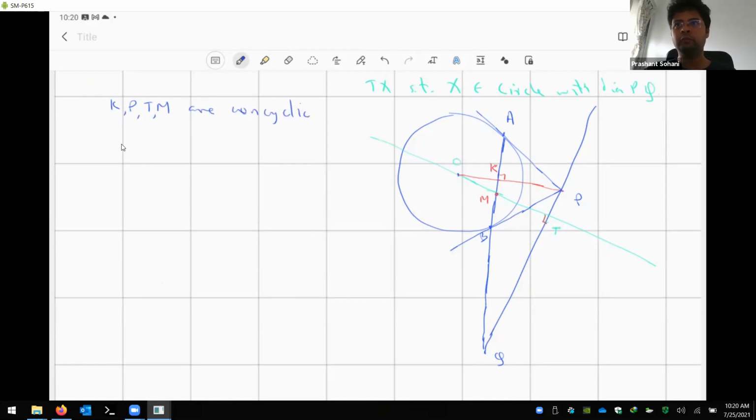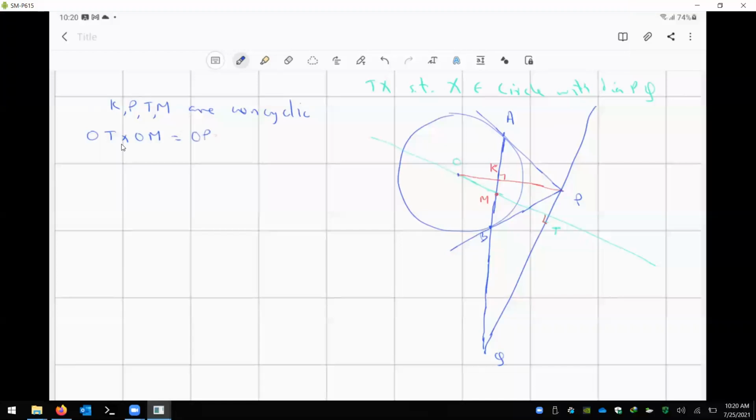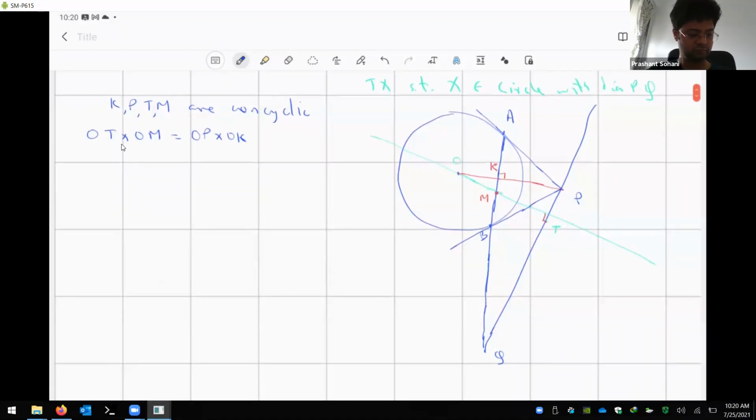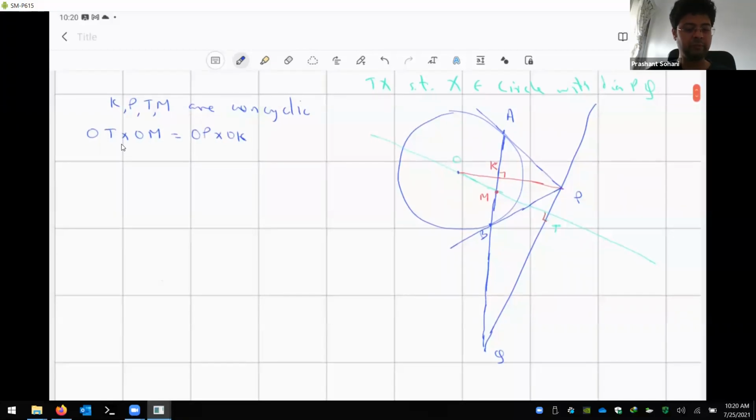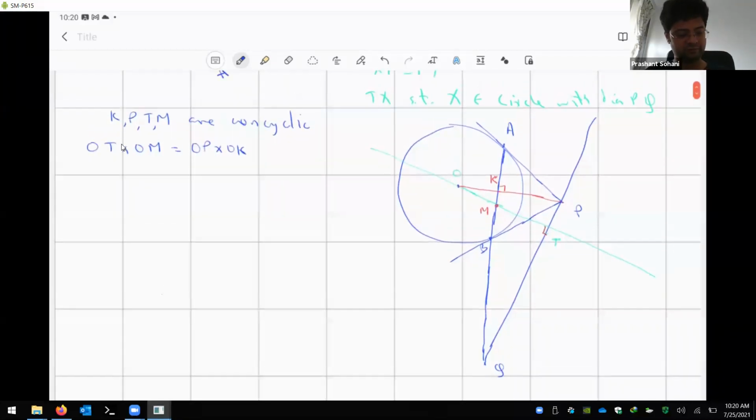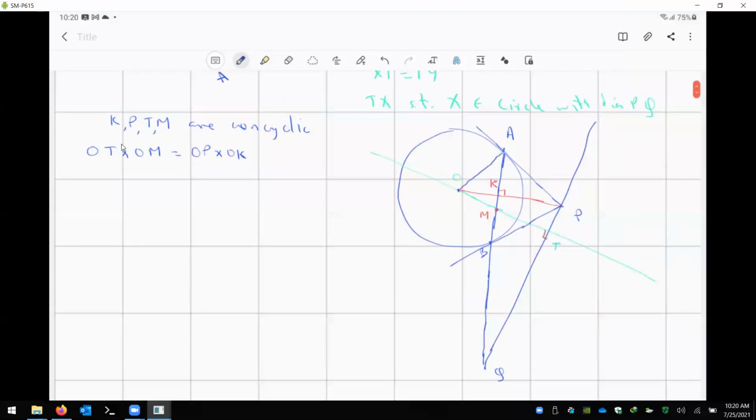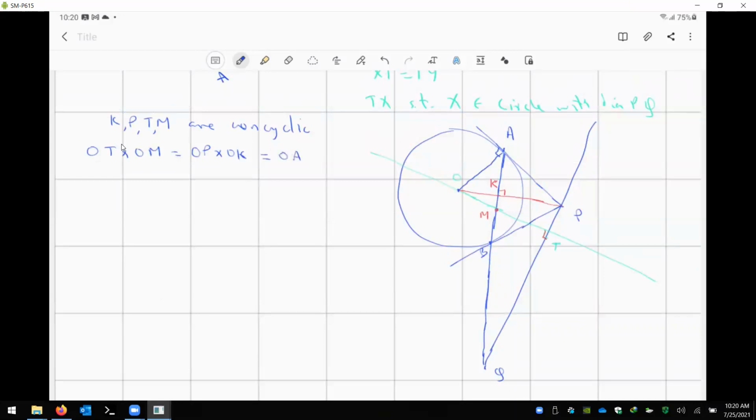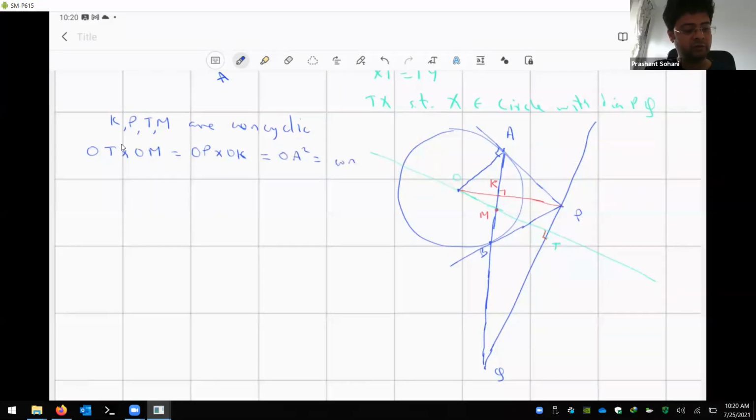So what will the power of O be? OT into OM equal to OP into OK. Can I continue? What is this also equal to? Remember, PA, PB are tangents, right? So what is this equal to? OA square, which is a constant. This is the radius of the given circle.